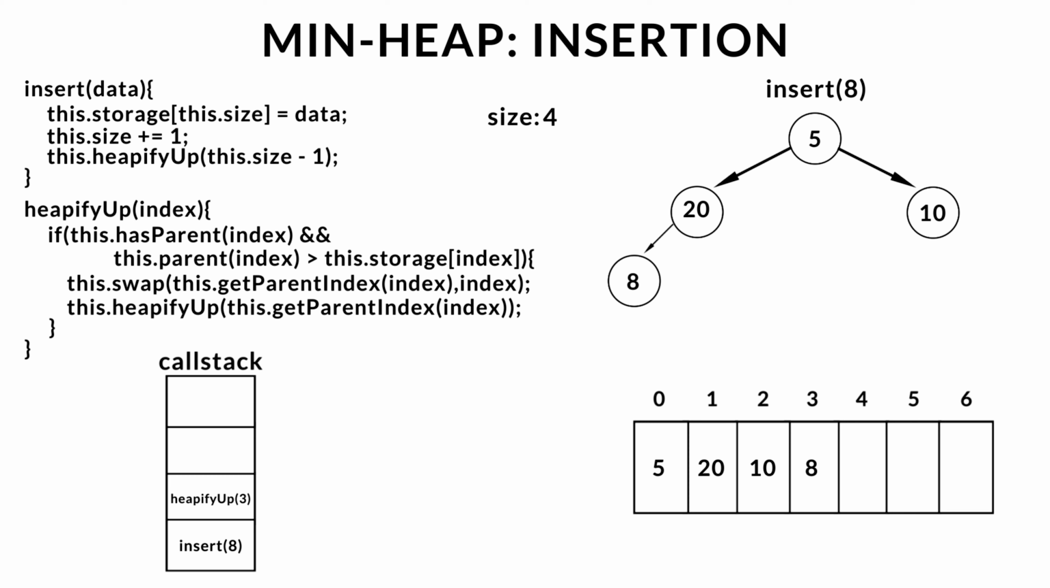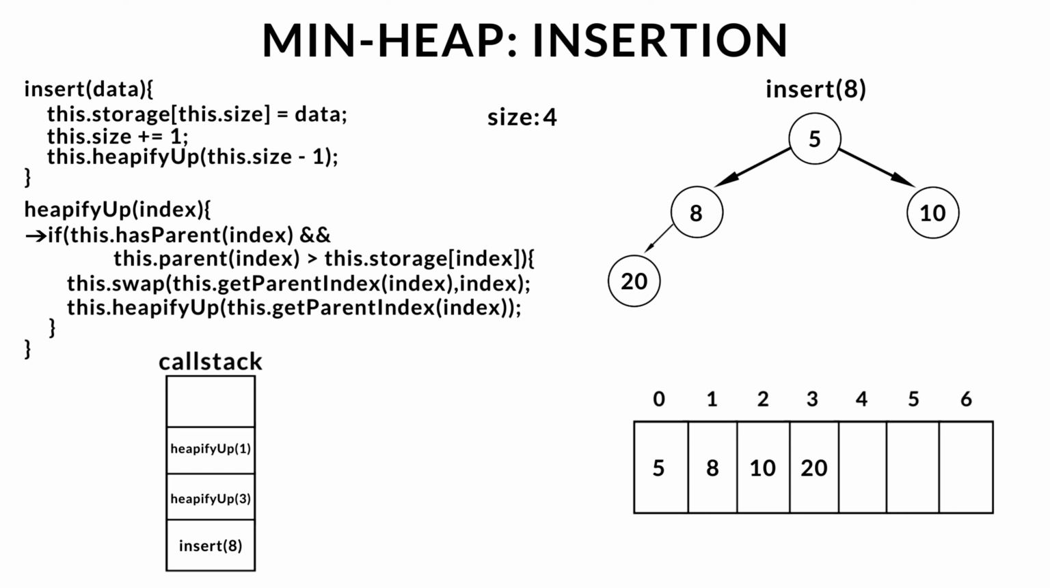Within our heapifyUp method, we check to see if the node we're currently at has a parent. It does, and is this parent greater than the child? It is. So we go ahead and execute the if statement. We swap the data between the two indices, and then we recursively call our heapifyUp method, this time passing in 1. So now this gets pushed onto the stack.